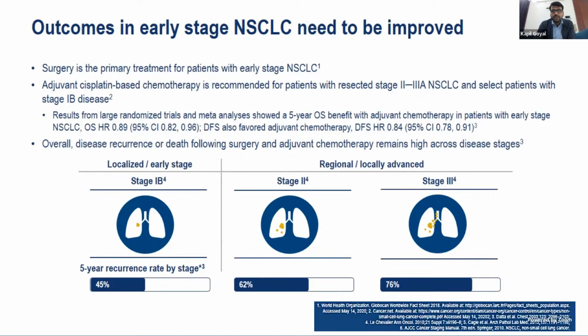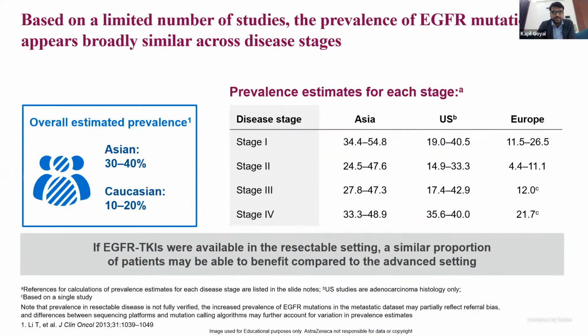So a meta-analysis was done which evaluated the role of adjuvant chemotherapy in such patients, and it showed a 5-year OS benefit with adjuvant chemotherapy in patients with early stage NSCLC, with a hazard ratio of 0.89. DFS also favored adjuvant chemotherapy, with a hazard ratio of 0.84. Overall, disease recurrence or death following surgery and adjuvant chemotherapy remains high across the disease stages. As expected, the risk of recurrence at 5 years is lower in stage 1B, but higher in stage 2 and stage 3, reaching up to 76%.